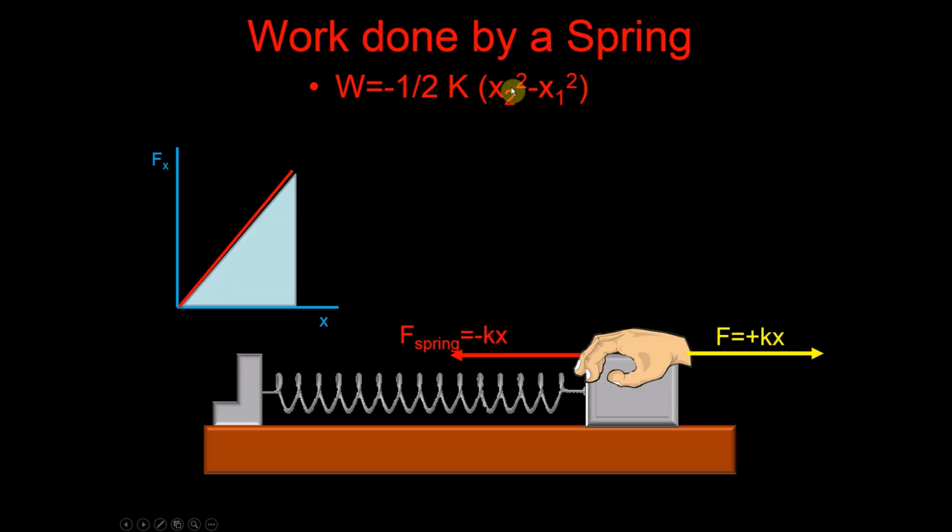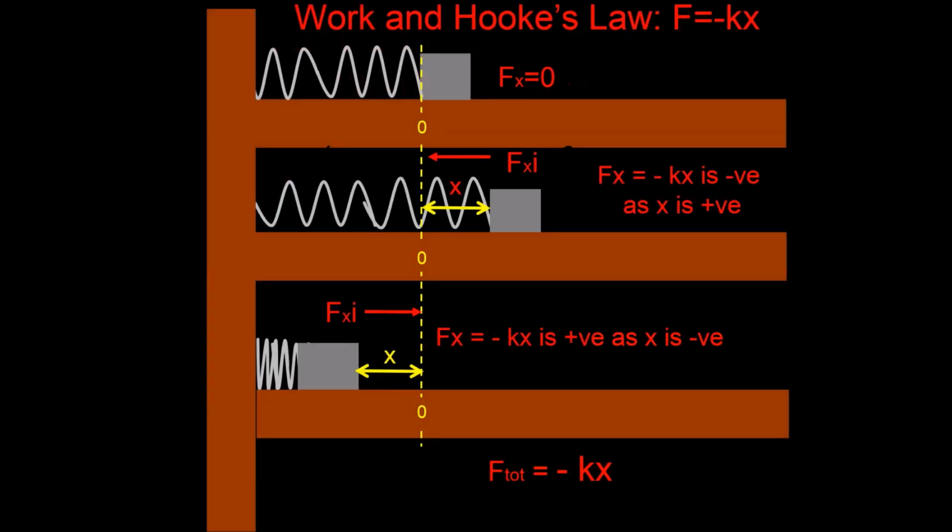So x2 here is whatever length the spring ends up at. x1 is its original length. So work for a spring has its own special definition that is not just work equals F s, it's work equals 1/2 kx squared. And Hooke's law is often used in these cases.